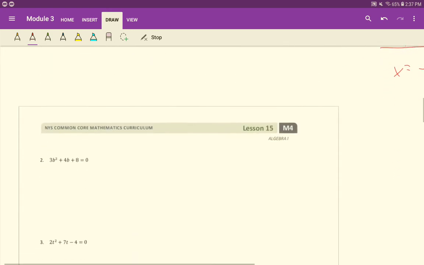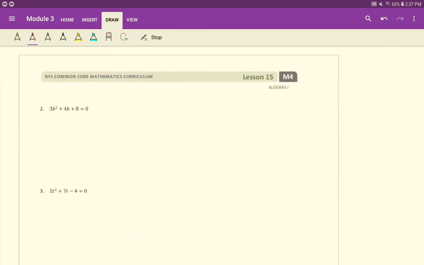Okay, all right, let's try another one here. Okay, 3b squared plus 4b plus 8. Now in this case, our a is 3, our b is 4, and our c is 8. So x equals -b plus or minus the square root of b squared minus 4 times a times c all over 2 times a, but we know what a is, it's 3. And so we simplify. So you get -4 plus or minus the square root, so this will be 16 minus 4 times 3 is 12.